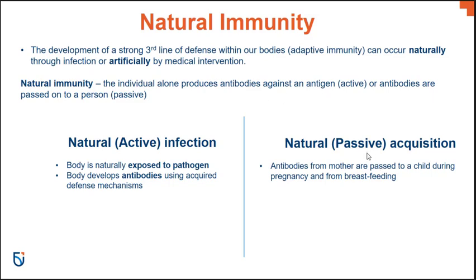Natural passive immunity, however, is where antibodies are given to you passively. And so the example is when a mother is breastfeeding. So she's breastfeeding. She is going to be able to give the baby antibodies. Instead of the baby actively producing antibodies on their own, they are passively acquiring them from the mother's milk. It's natural because it's a natural process of breastfeeding a child.